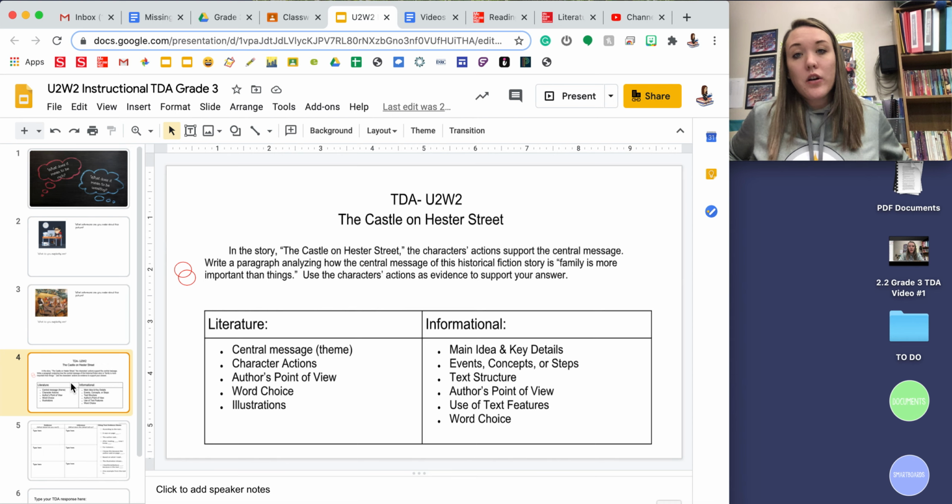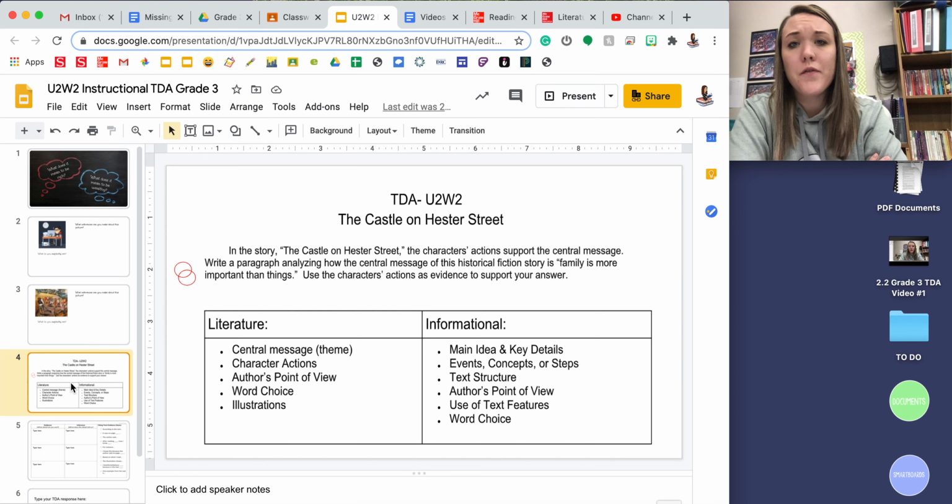So today we are looking for those character actions, specifically of the grandfather, to support that central message or theme that family is more important than things. So we're looking for times in the story, whether past or present, where the grandfather is supporting his family, and it doesn't matter to him if he has all the riches in the world. What is important to him is his family.